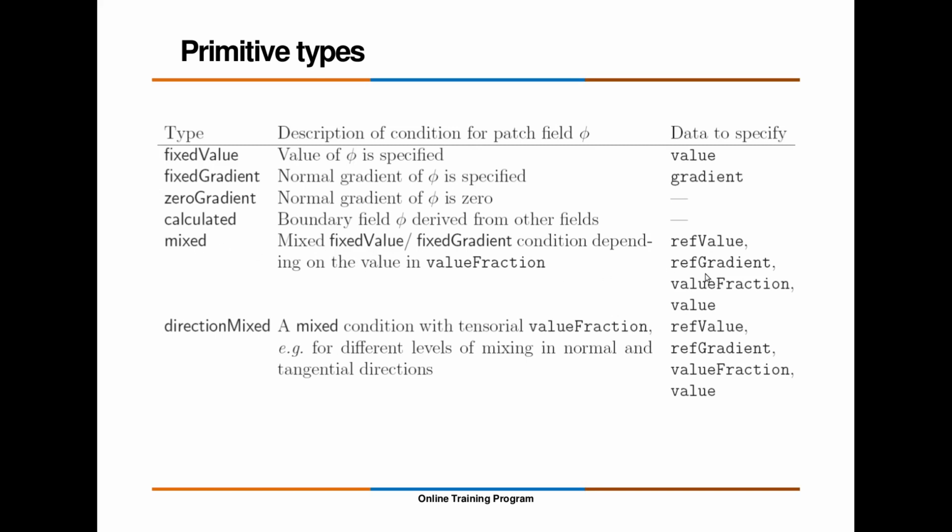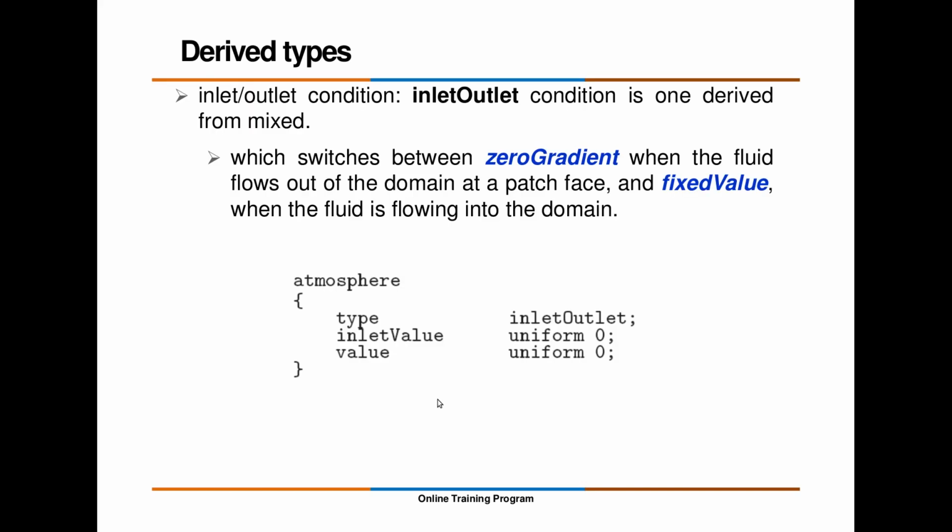For mixed, reference value, reference gradient and volume fraction value are required; depending on where you apply mixed, some different data entries are required. Directional mixed is a mixed condition with a tensorial volume fraction for different levels of mixing in the normal and tangential directions. So it covers how the tangential and normal components are mixing. For that also we require the reference value, gradient, and volume fraction, and a few value entries.